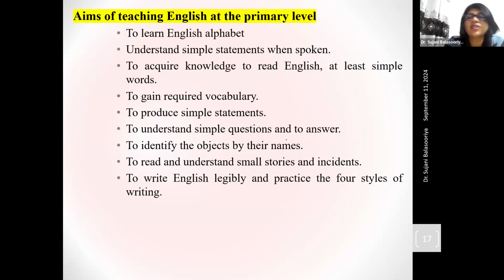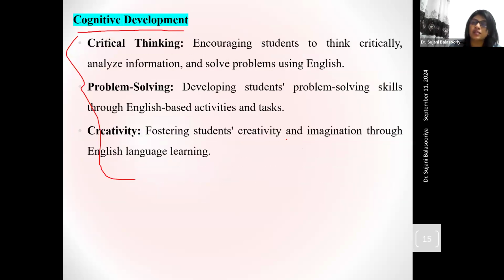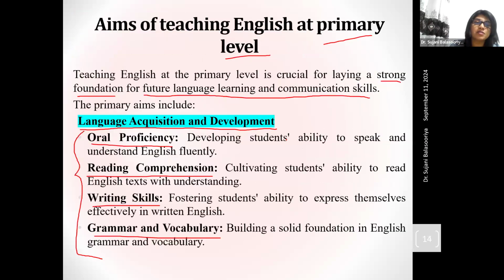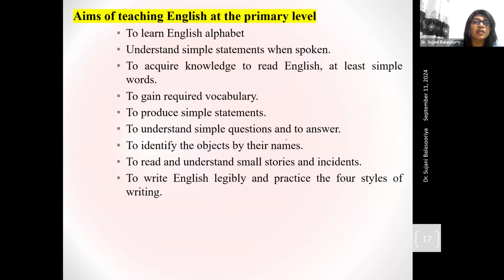To learn English alphabet. Okay, now you should understand these are immediate aims. Earlier, I told you aims at general level, right? And sometimes these are long-term aims. Long-term aims, but here we can find immediate reasons why we should teach English at the primary level. One is to learn English alphabet. Now, these are given from the point of view of the student, okay? So, therefore, to learn English alphabet, okay?